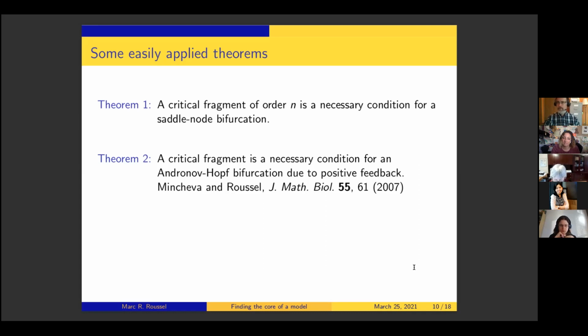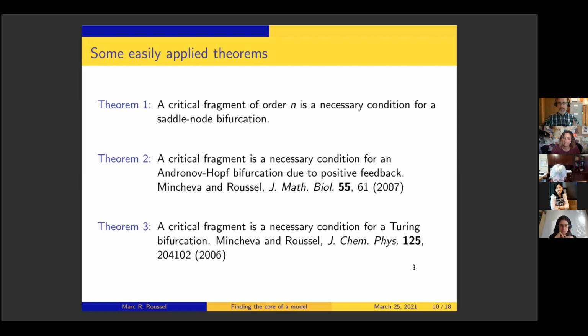So now we're just looking for critical fragments, and then here's another nice one. If you're going to have a Turing bifurcation, you have to have a critical fragment. If you can find critical fragments, if they're order n, you might have a saddle node bifurcation. If they're order less than n, you might have an Andronov-Hopf. Note these are necessary, not sufficient conditions, but then all of these things give you necessary, not sufficient conditions. And whether it's order n or some other order, if you've got a critical fragment, you might have a Turing bifurcation. So pretty cool.